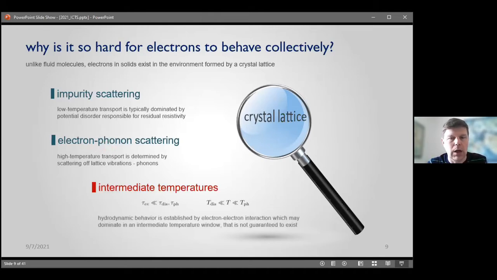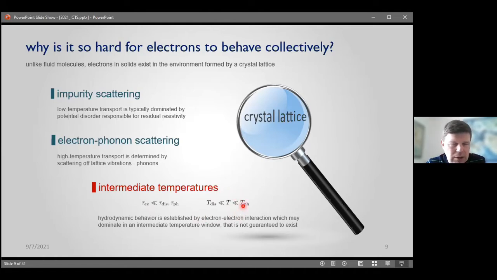And normally these two mechanisms dominate the whole temperature range accessible in experiment, and then there is no room for hydrodynamics, which would require the electron-electron interactions to be the dominant scattering mechanism, such that the electron-electron time scale would be much shorter than any other scale in the system, including impurity scattering, phonon scattering, or any other scattering mechanism you can imagine. And because of the different temperature dependence of those, that relegates hydrodynamics to an intermediate temperature window.